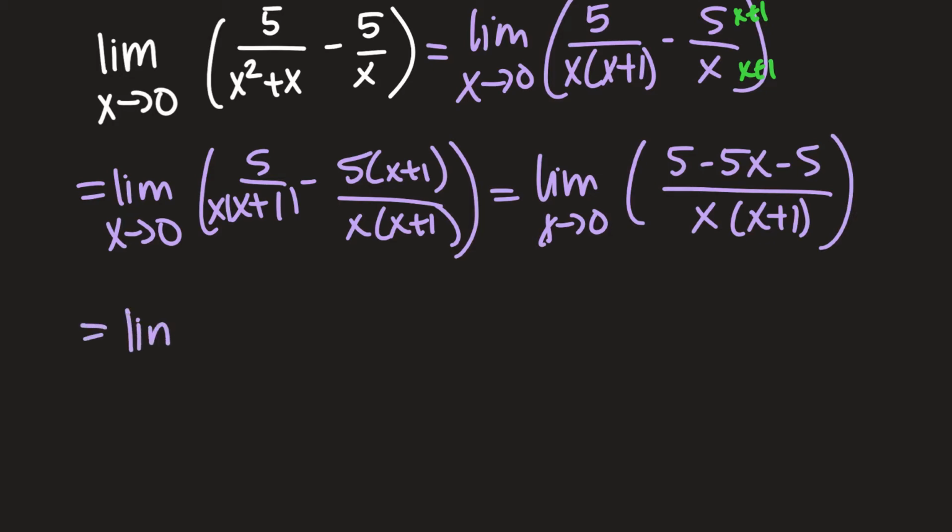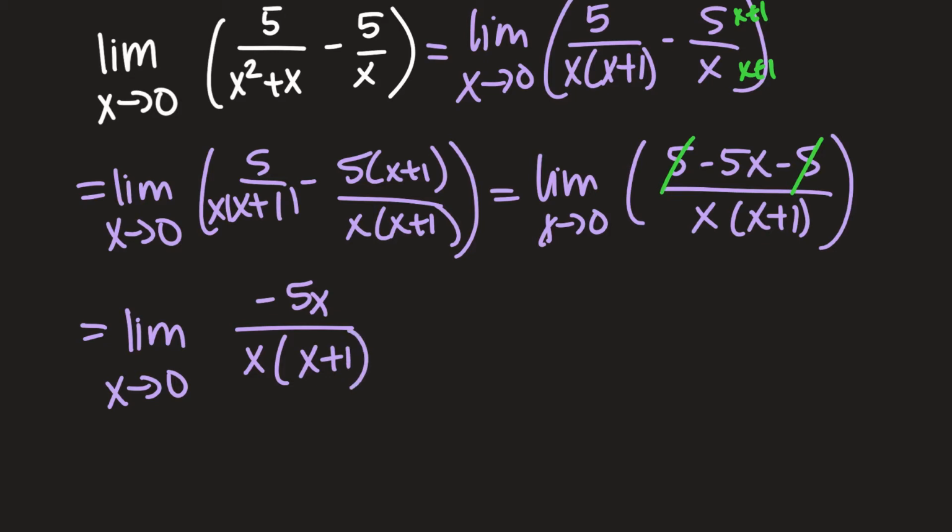So I have the limit as x approaches 0. So 5 minus 5 disappears, and I have negative 5x over x times x plus 1.